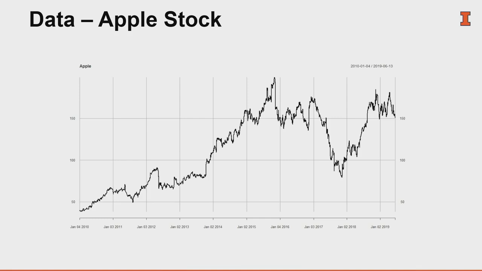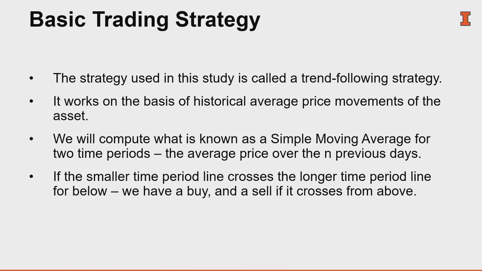So I think the best way to begin is to look at an example. On this graph, we have the prices of Apple stock from 2010 to recently in 2019. And here we can see a typical stock chart. Prices are trending upwards up until the mid 2015 or so, 2016. And then it drops around 2018, and then it's coming back up. And I'm sure you've seen this kind of data before. So what are the elements of this trading strategy? Basically, the strategy is a trend following strategy. So we're just going to follow the trends. And it works based on the historical movements of the moving average of the prices.